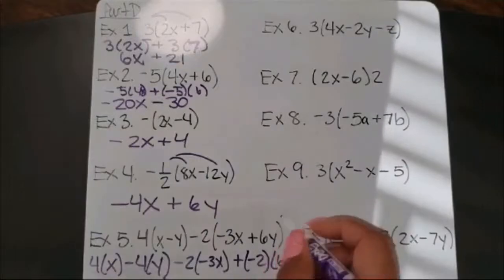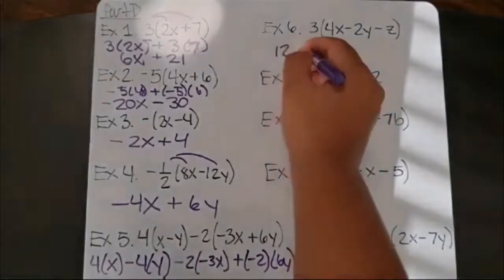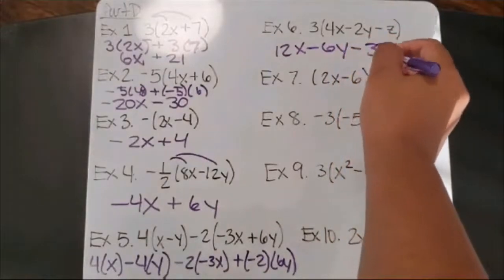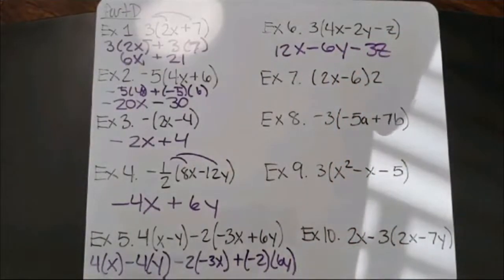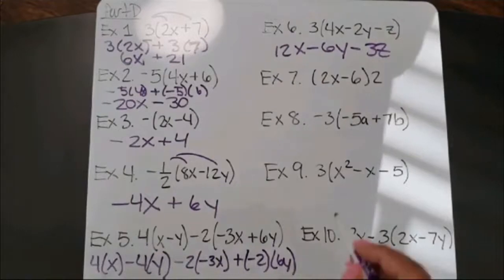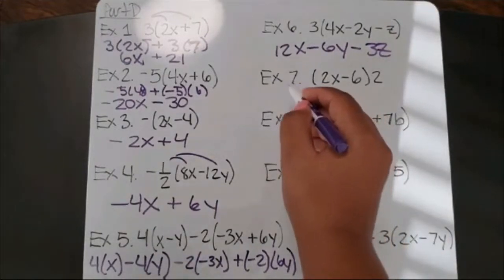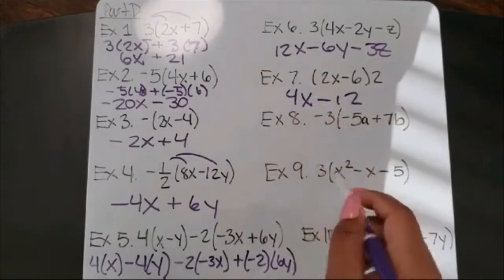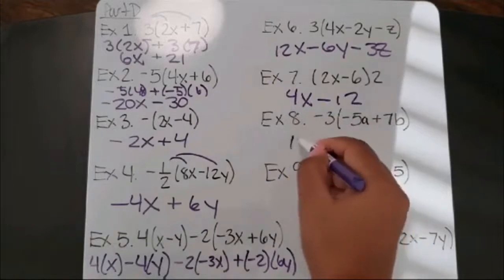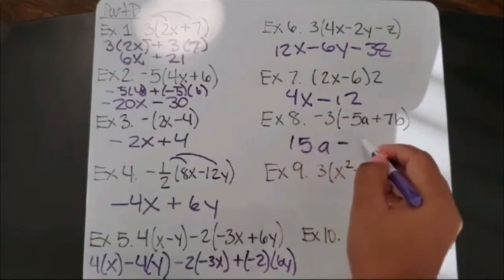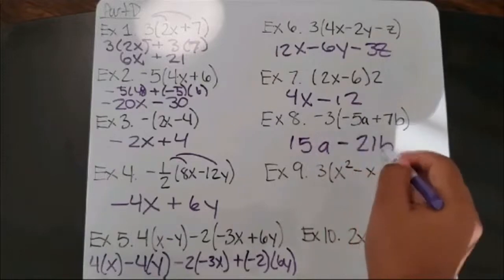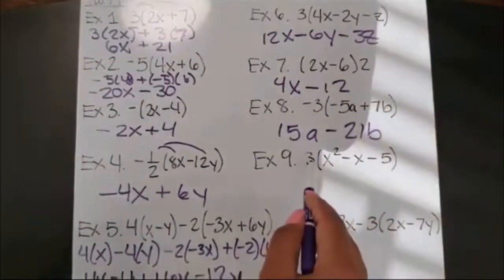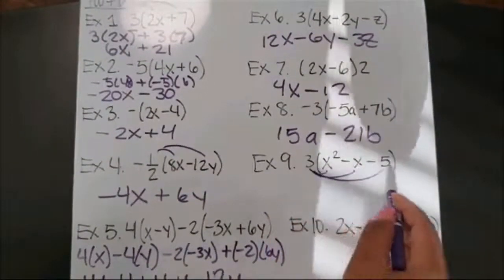For examples 6, 7, and 8. For number 6, the answer is 12x minus 6y minus 3z. For number 7, the answer is 4x minus 12. For number 8, the answer is 15a minus 21b. For number 9, we're going to take this 3 and multiply it by each term.